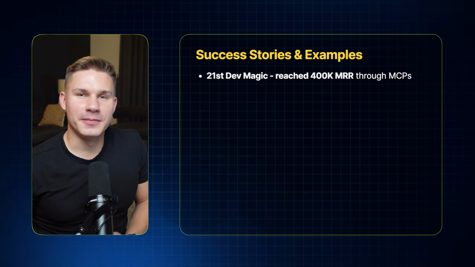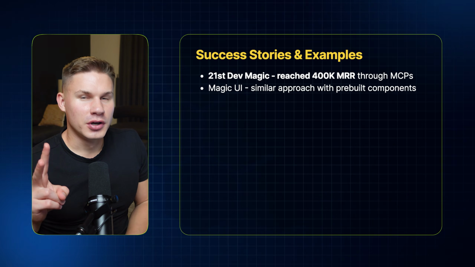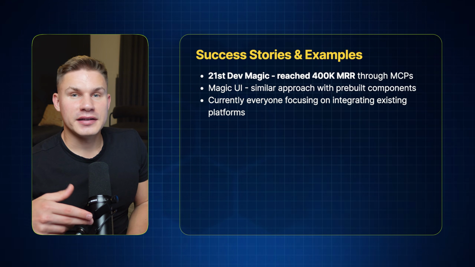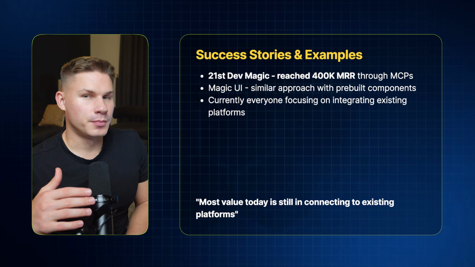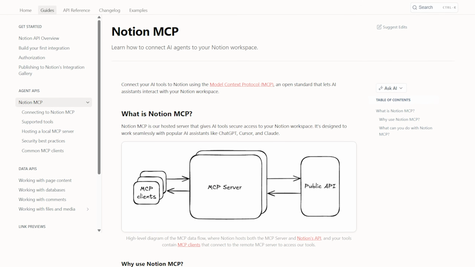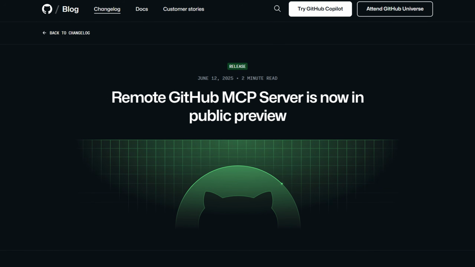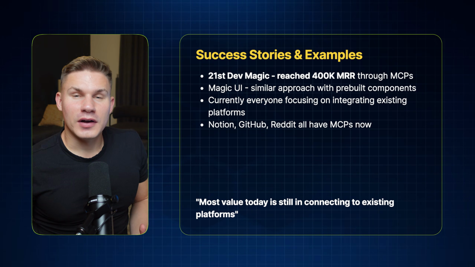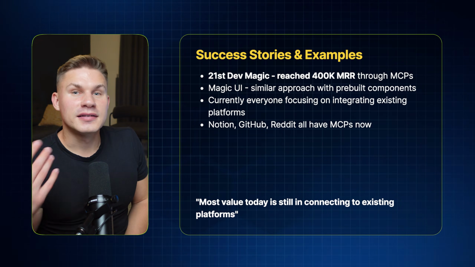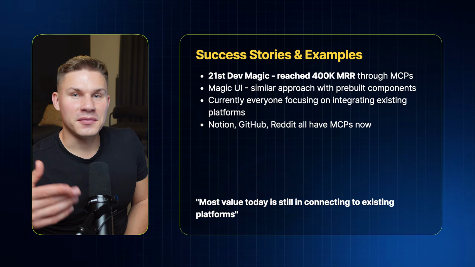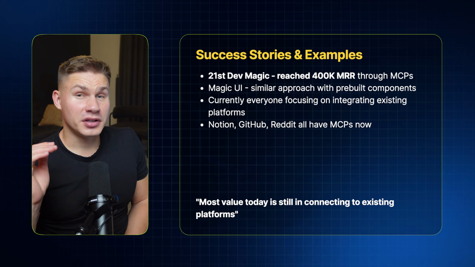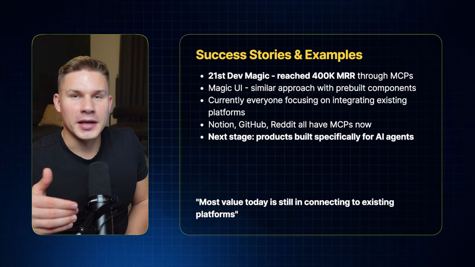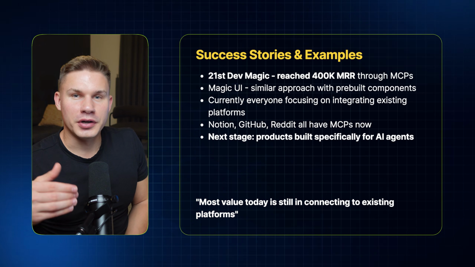I actually couldn't find more case studies than these two, but it seems like right now many people are simply utilizing MCPs to connect to existing products. For example, Notion released an MCP, GitHub released a hosted MCP, and even Reddit. So you see, right now I believe that the most value has been generated in simply consulting those platforms and implementing MCP servers for them. But in the next stage, what I'm sure we're going to see is real products built on top of the MCP protocol specifically for AI agents.